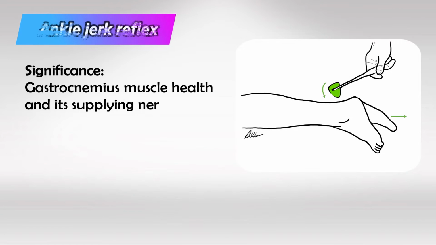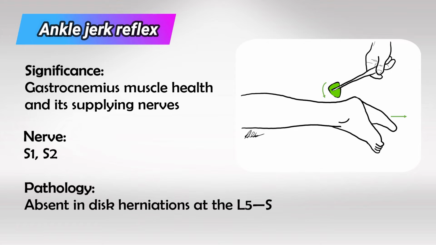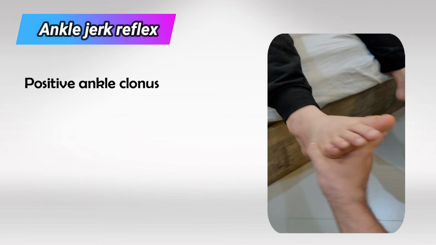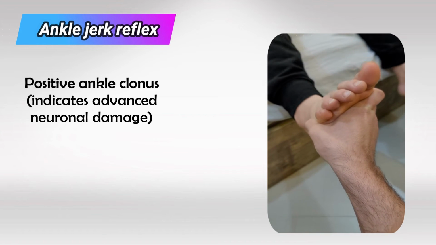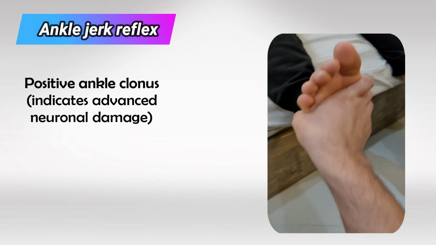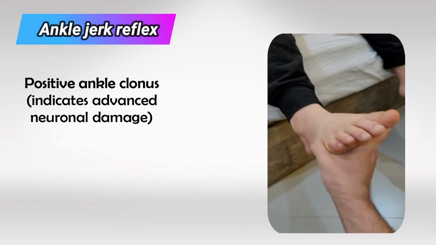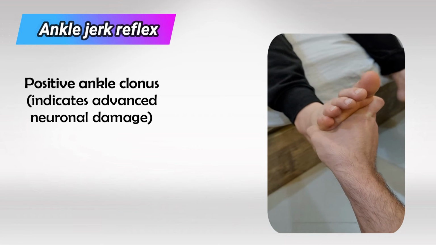Just above the plantar reflex, we have the ankle jerk reflex, and it is caused by the contraction of the gastrocnemius muscle. The nerves sending the signal to and from the spine are the S1 and S2 nerves. In cases of disc hernia that compresses the L5 to S1 nerve, we don't see this reflex. This is ankle clonus. As you can see, after manipulating the foot and then pushing it forward, there's a clonus or a jerk in the foot.